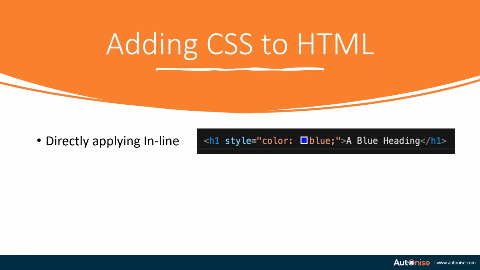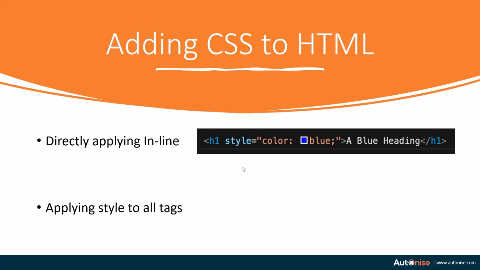In the h1 opening tag, we put the attribute style, with an equal to sign, and we put double quotes. Inside the double quotes, we first specify the property and then a colon, and after the colon, we specify the value. This approach is called applying inline CSS because wherever the element is present, we are applying the CSS on the same line.